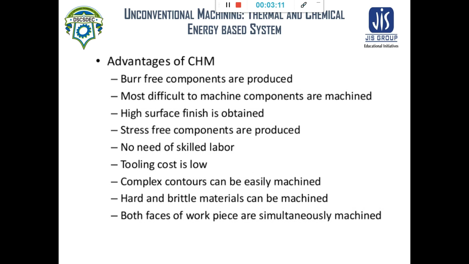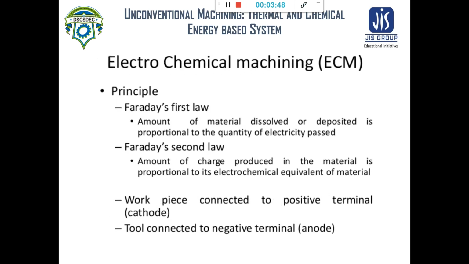What are the advantages of chemical machining? Burr-free components can be produced, components that are most difficult to machine can be machined, a high surface finish is obtained, and stress-free components are produced. There is no need for skilled labor, the tooling cost is very low, complex contours and intricate shapes can be easily machined, and hard and brittle materials can be machined. Both faces of the workpiece are machined simultaneously.